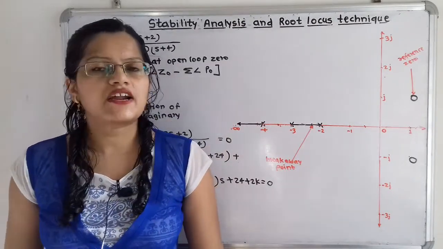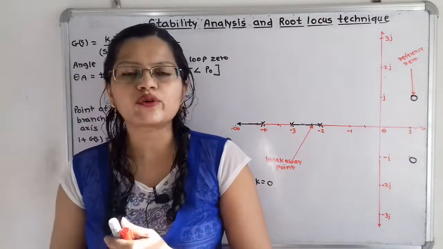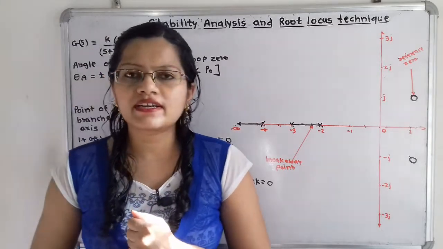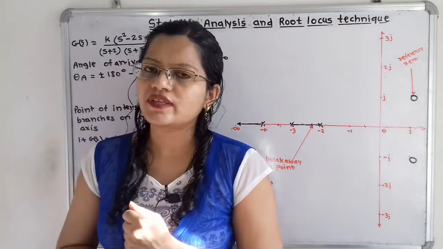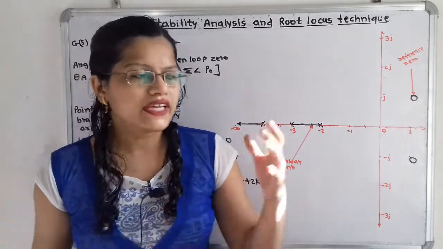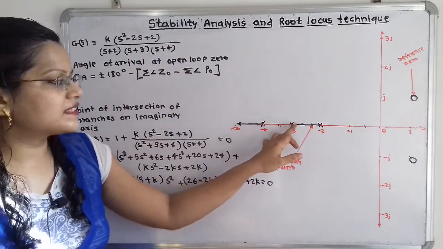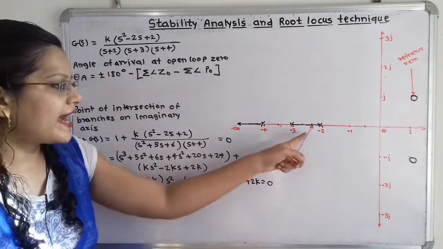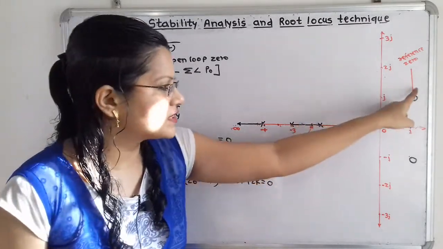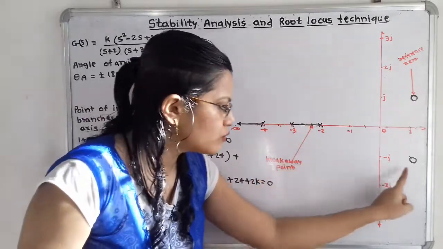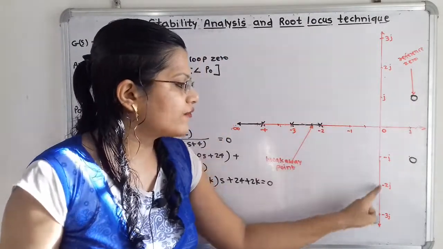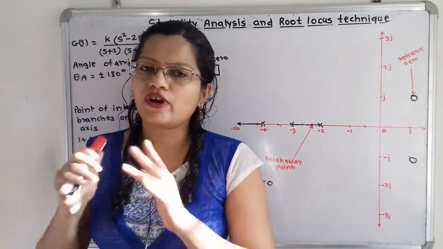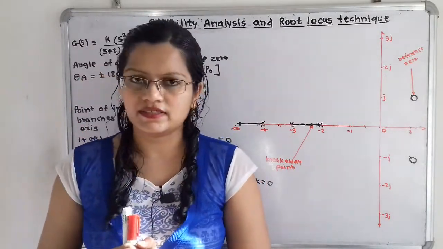Now we will understand for this question where we have to calculate the angle of departure or angle of arrival and the point of intersection of the branches with the imaginary axis. If we observe, branches will start from the open loop poles, move towards the breakaway point, and then reach towards the zero. When it reaches towards the zero, there is the point of intersection with the imaginary axis. So we have to find out the point of intersection with the imaginary axis.